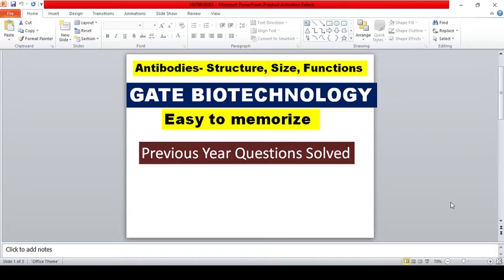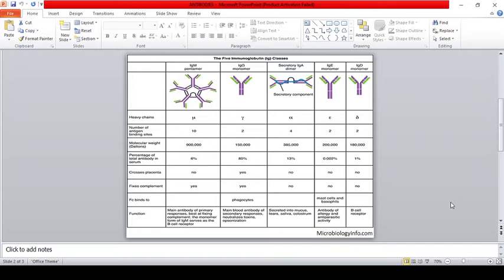We are going to study by comparing all the antibodies. Let's get started. This is in comparison. I have taken this from a website called Microbiology Info. So we all know there are five immunoglobulins: IgM, which is a pentamer; IgG, which is a monomer; IgA, which is a dimer, and there is also secretory IgA, which has a secretory component and is a dimer; IgE, a monomer; and IgD, a monomer. And these are the heavy chains called mu, gamma, alpha, epsilon, and delta.